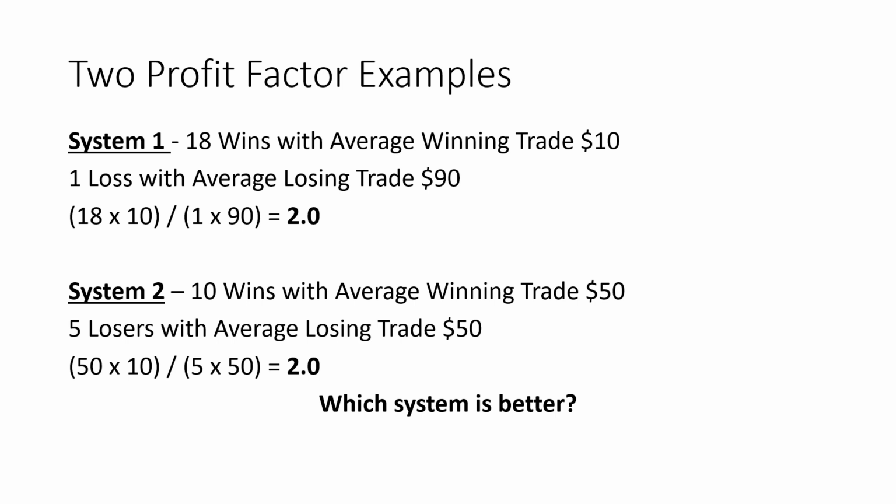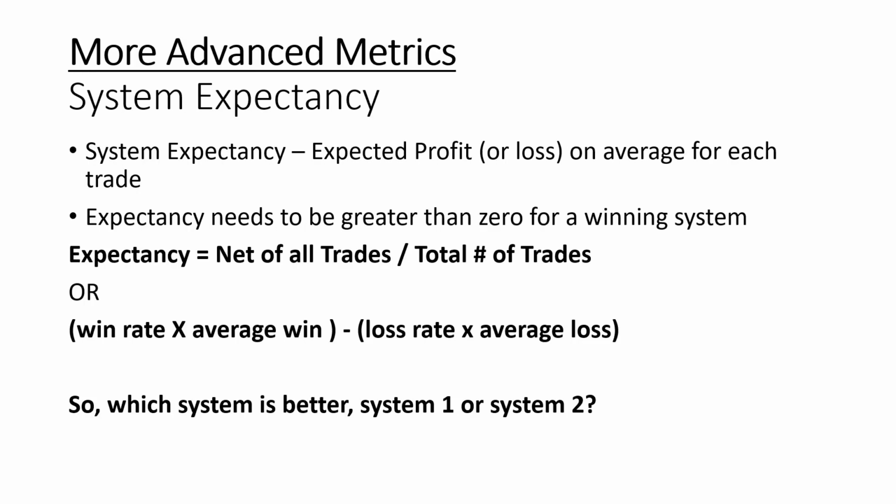and that's called system expectancy. Expectancy is the expected profit or loss on average for each trade. So the expectancy essentially needs to be greater than 0 to have a winning trading system. Take a look at the expectancy formula. Expectancy equals the net of all trades divided by the total number of trades, or another way to calculate it is win rate times the average win minus loss rate times the average loss. So again, we ask which system is better. Was it system 1 or system 2?